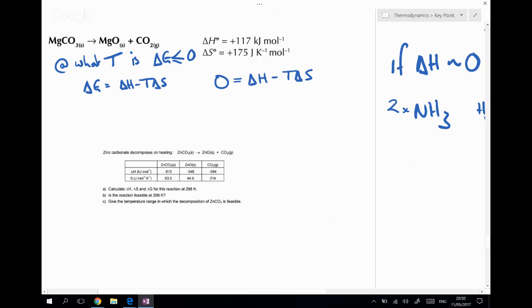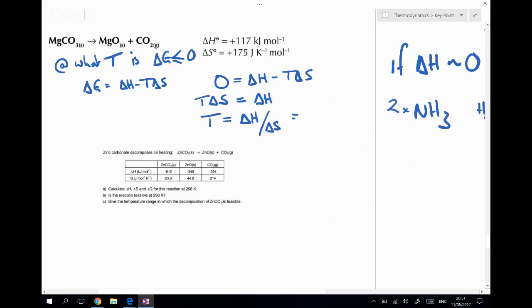So we can rearrange now. I'll do this stepwise just to show you where it comes from. So we get T, that's the temperature, times delta S is equal to delta H. And then I can divide by delta S. So the temperature is equal here to delta H over delta S.